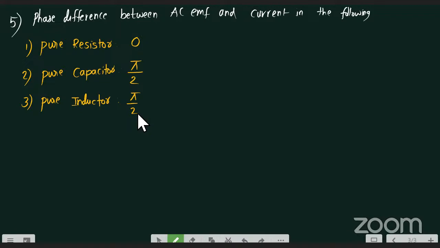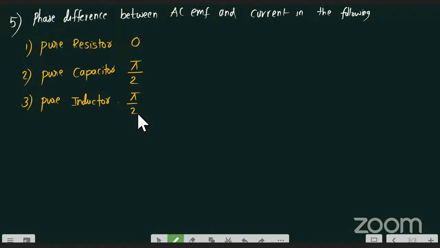First one is pure resistor. What is the phase difference in case of pure resistor? It is 0 degree. And in case of pure capacitor, what is the phase difference? It is pi by 2. And in case of pure inductor, what is the phase difference? We are getting the phase difference as pi by 2. So let us move on to the next question.